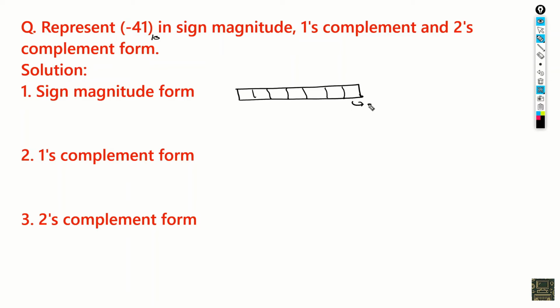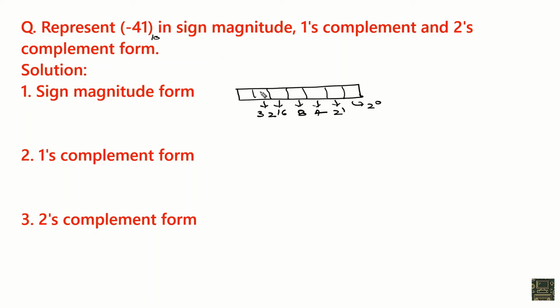We know that the weight of this bit is 2 raised to the power 0. The weight of this bit is 2 raised to the power 1. The weight of this is 4. The weight of this is 8. The weight of this is 16. The weight of this is 32.